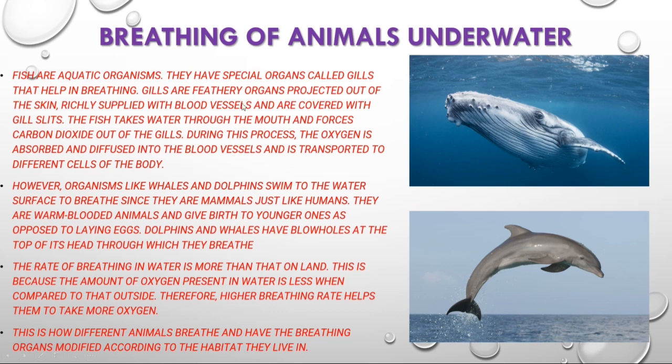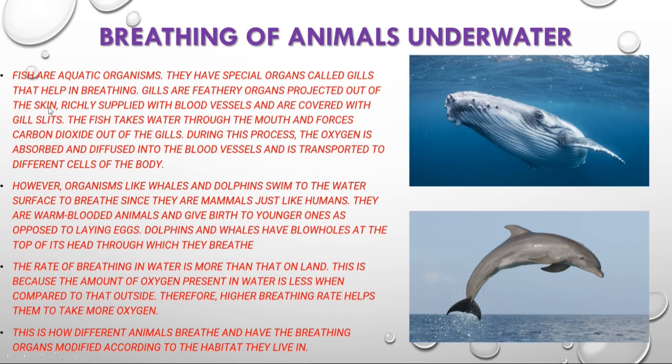Fish are aquatic organisms. Now they have special organs called gills. They help in breathing. Gills are feathery organs projected out of the skin, richly supplied with blood vessels and are covered with gill sleeves. Now the fish takes the water through the mouth and forces carbon dioxide out of the gills. Now during this total process, the oxygen is absorbed and diffused into the blood vessels and is transported to different cells of the body.